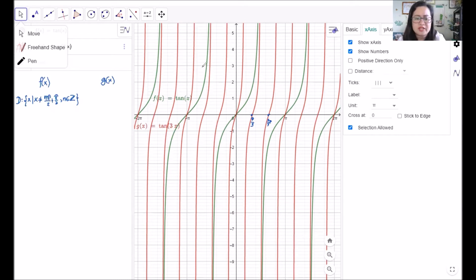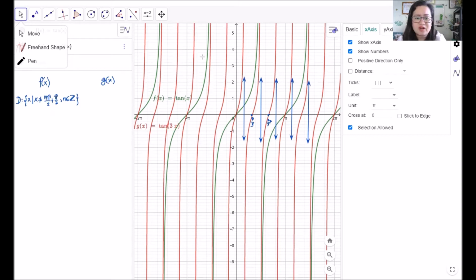Now we determine the vertical asymptotes of the graph. Here we can have the point that is halfway between 0 and pi over 3, then halfway between pi over 3 and 2/3 pi, then between 2/3 pi and pi, and so on and so forth. So we can draw a lot of vertical asymptotes in this graph.